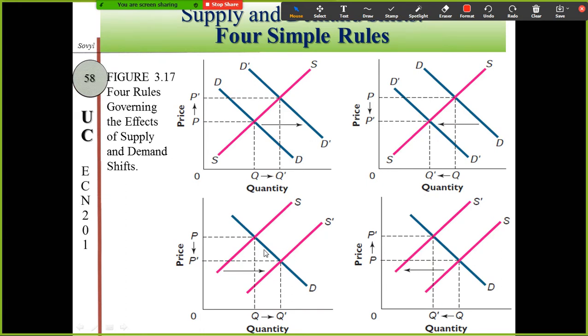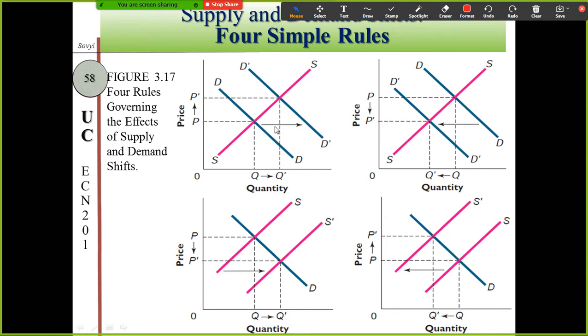Third condition: an increase in supply. If supply increases, the supply curve will move to the right. As a result, in the market, the price is cheaper but the quantity supplied is more. If supply decreases, the supply curve moves to the left. As a result, the price goes up, more expensive, but the quantity supplied drops.